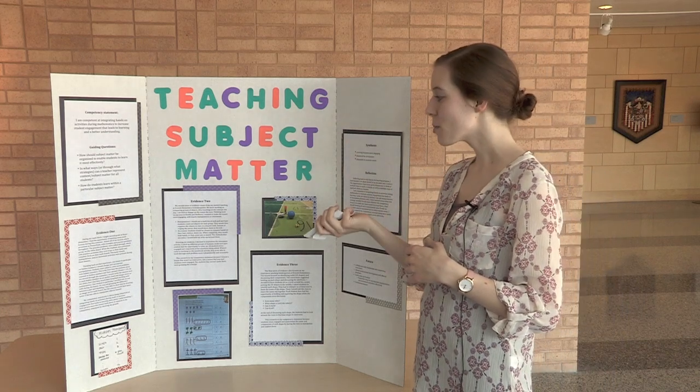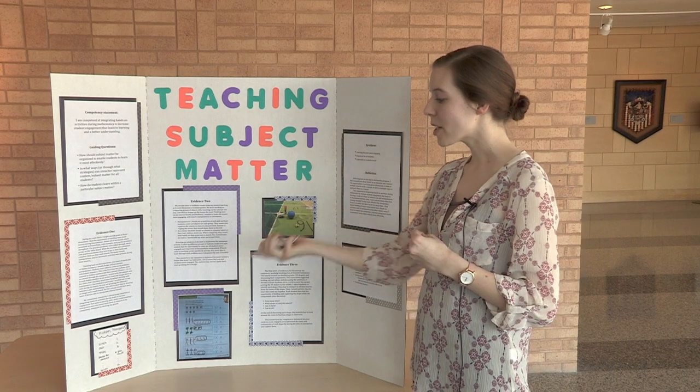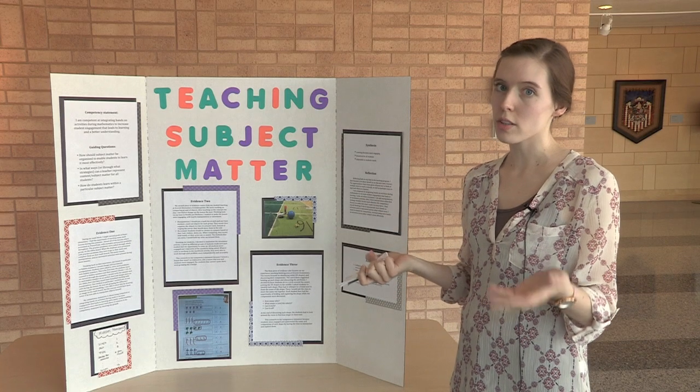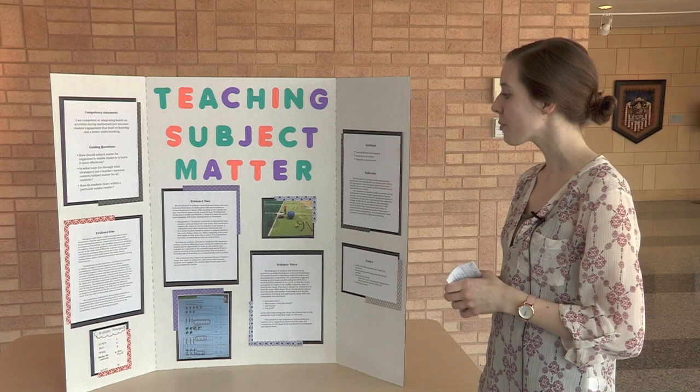Doing practice problems, I had a lot of students, especially when we were working with hidden numbers, who just weren't grasping that concept at all. So for example, I had a student who kept confusing a pair and double. So I pulled him aside, pulled out manipulatives, and showed him: a pair is 2. Now if you're doubling the amount, it's that number plus itself. So you're going to have 4. So 2 plus 2 is 4.